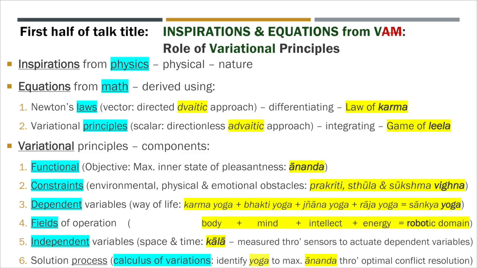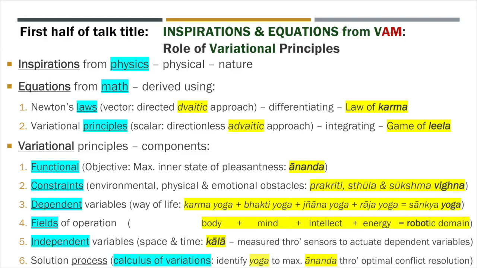Next, we have the dependent variables. Now, the dependent variables are basically things that you have to determine: which of those particular options for the dependent variables will maximize or minimize your functional. So those dependent variables in the case of a mechanical system would be, for example, displacement variables. Now, in the case of student life, it's the very way of life. In other words, what path are you following? Whether it's Karma Yoga, Bhakti Yoga, Jnana Yoga, Raja Yoga, or combinations of these called the Sankhya Yoga.